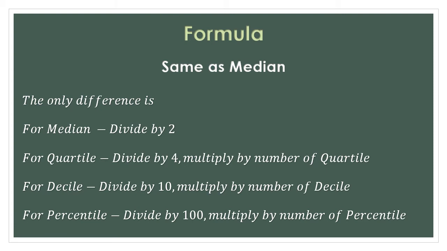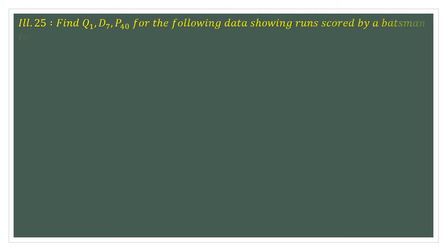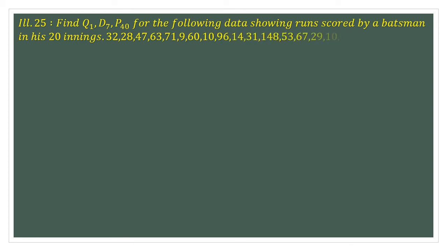It's always better to do the sum than to just look at the theory. So let's take two illustrations, very big illustrations, but nonetheless illustrations which will explain how we calculate quartile, decile and percentile, all three. Illustration 25. Find Q1, D7 and P40 for the following data showing runs scored by a batsman in his 20 innings. The data is quite haphazard, not in ascending or descending order.